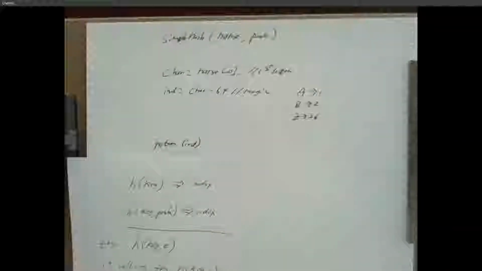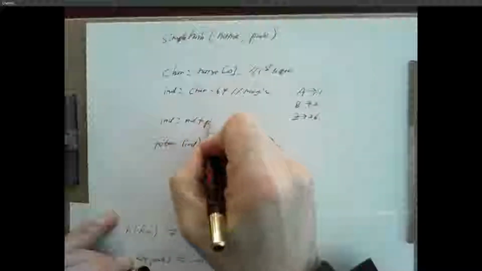But there's this problem of collisions. So if we try to convert Carol into an index, we're going to get a 3 for C. If spot 3 is occupied, we want to try spot 4. And if that's occupied, we want to try spot 5, and so on. So what we can do in here is just say index equals index plus probe.